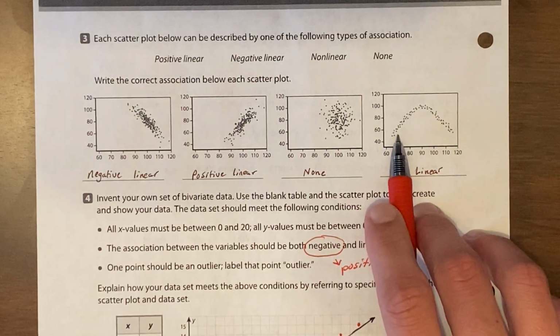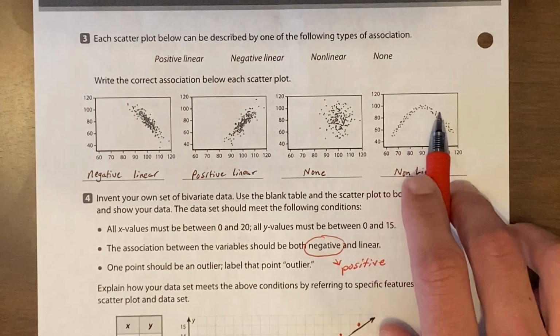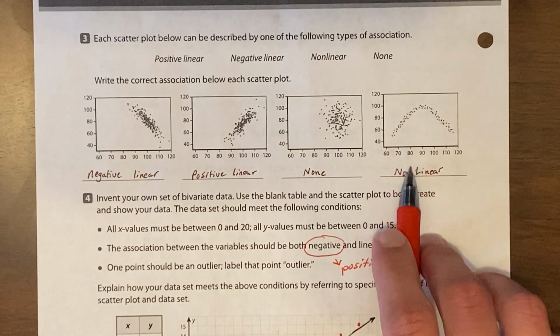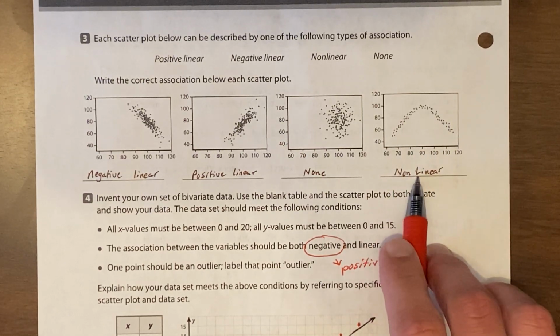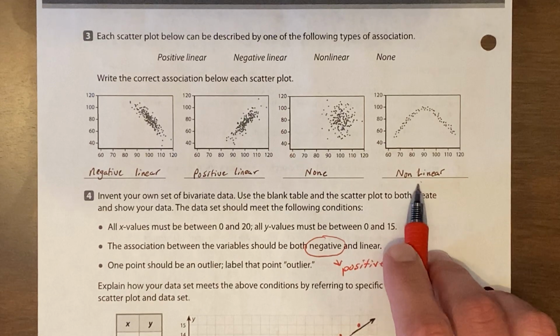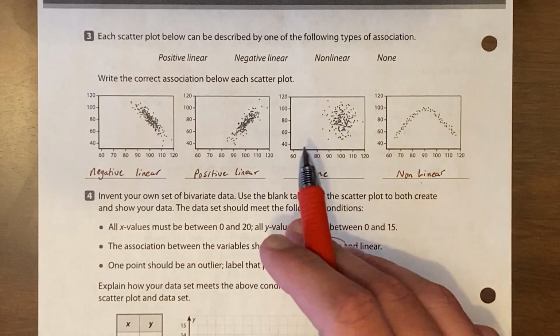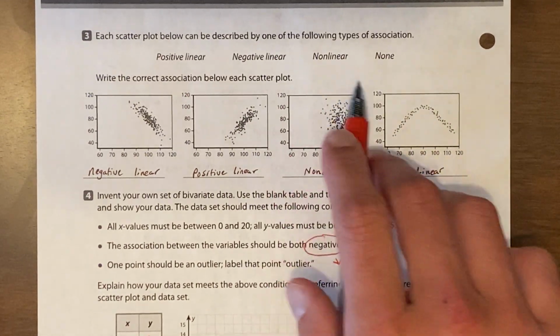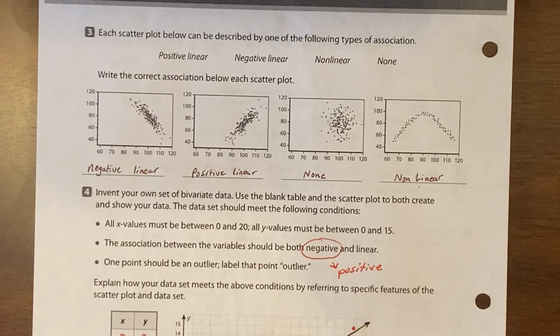So right here, it looks like there is an association, okay? But it kind of forms a curve, right? So there is association, but it's not a linear association, so we would say non-linear. Then lastly here, there is no association at all. We got points that form a circle generally, so there's really no way we could put a line through there to represent a linear association, okay?